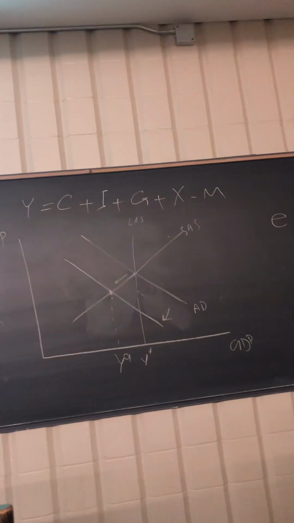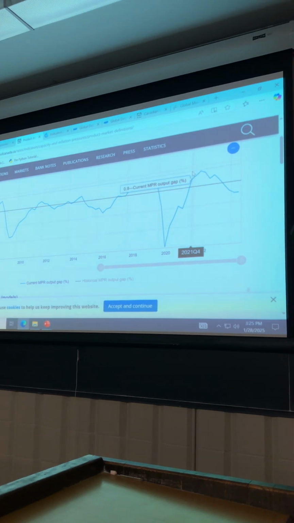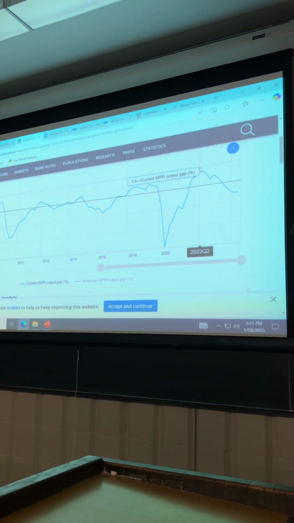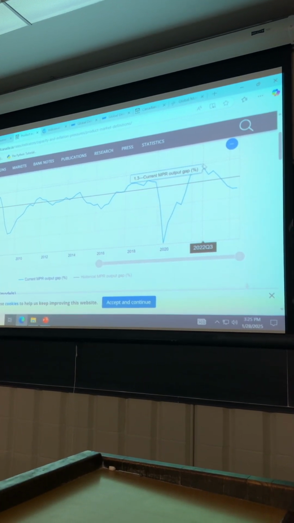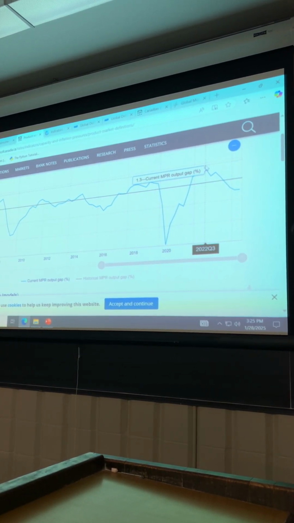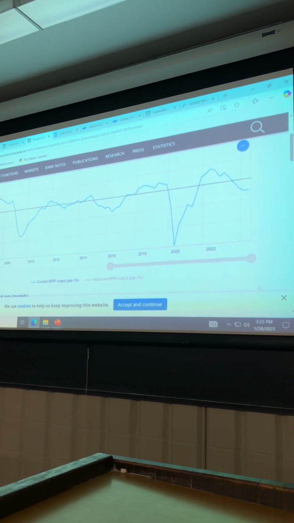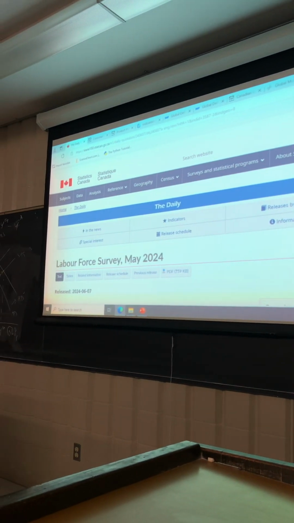So let's look at some of these episodes. For example, like this period, around the year 2022, and these are quarterly data. Let's look at 2022. That's when we had a positive output gap, right? Positive output gap, that is our unemployment rate should be less than natural unemployment rate, right? Let's look at that data for unemployment.